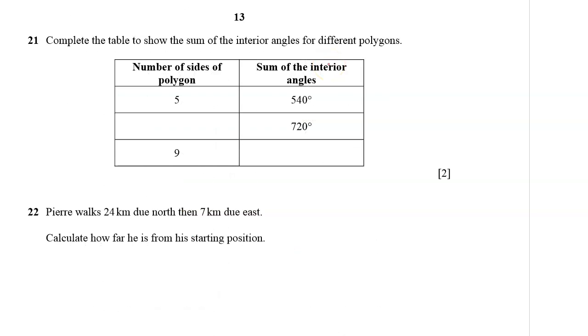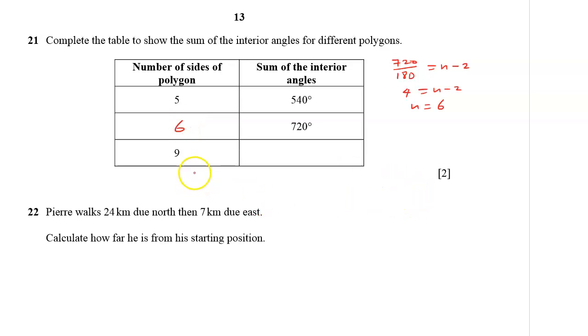Question 21. Complete the table to show the sum of the interior angles for different polygons. Number of sides of polygon is 5. Sum of the interior angles is 540. When the sum of the angles is 720, what is the number of sides of the polygon right here? You go this way, 720 divided by 180 is equal to n minus 2. And therefore, 720 divided by 180 is 4. And therefore, 4 is equal to n minus 2. Therefore, n is equal to, you add 2 both sides, n is going to be 6. And that's what you write here, 6.